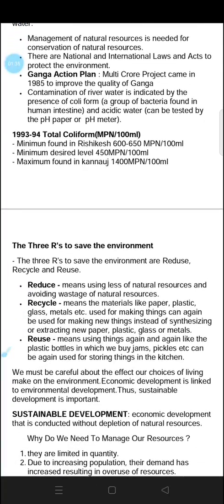Now management of natural resources is needed for the conservation of natural resources. According to that, different laws are made. There are national and international laws and acts to protect the environment. For example, Ganga Action Plan.